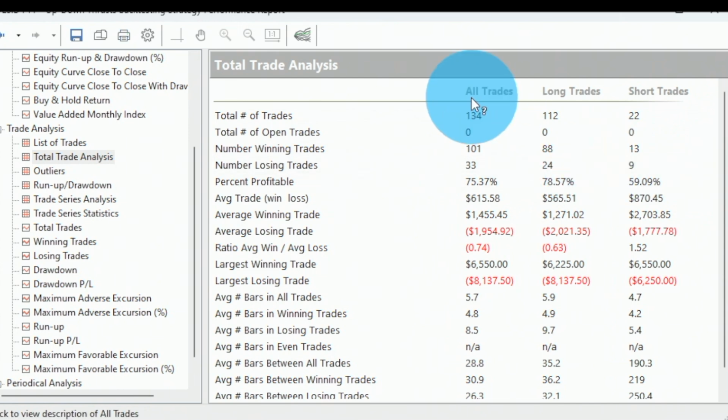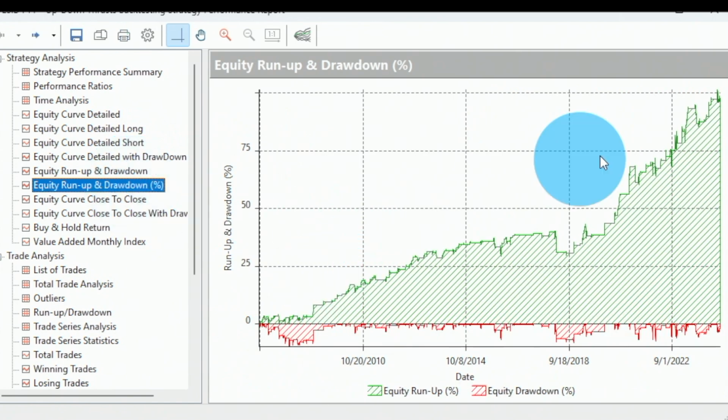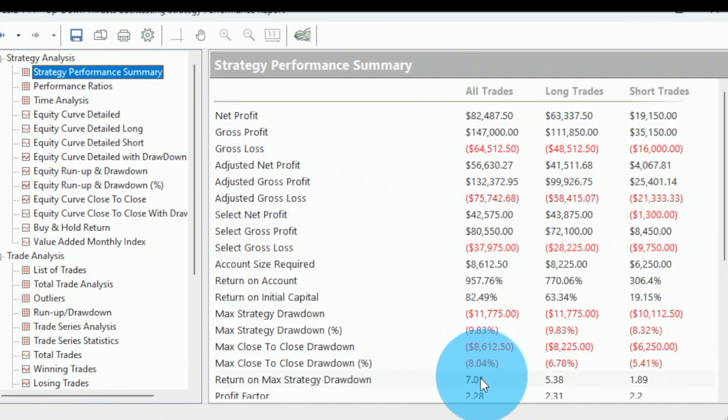Overall, when we combine them, we get 134 trades with an average of 615. And the equity curve now becomes much, much better than both of them. In fact, we can see this because now our return to drawdown gets to over 7. So the long side was below 6, the short side was below 6, but combining them, now we are over 7 because we are adding the profits and reducing the drawdown, which is the beauty of any portfolio.